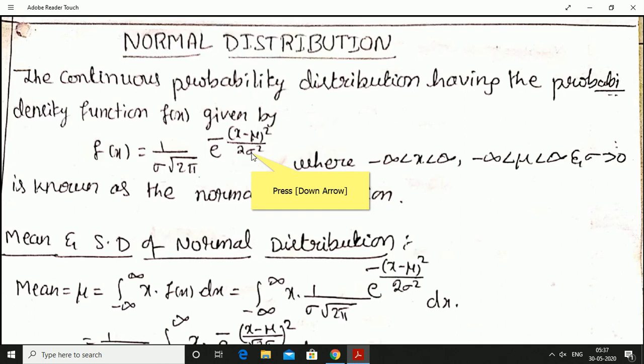The mean of the normal distribution is mu and standard deviation is sigma.